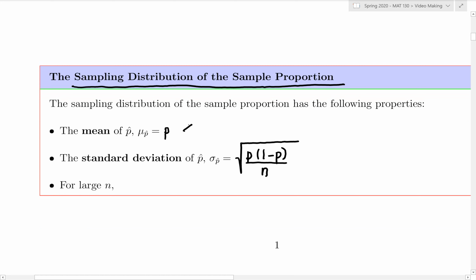So we know the center here, and we know what the spread is as well. Spread is the standard deviation, and I want to point out we know sigma, not s, here. Finally, we know the center, we know the spread. Now we'd like to know the shape. For large n, p hat is approximately normally distributed.